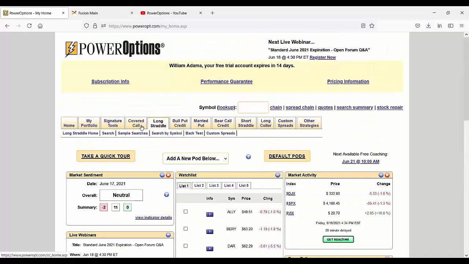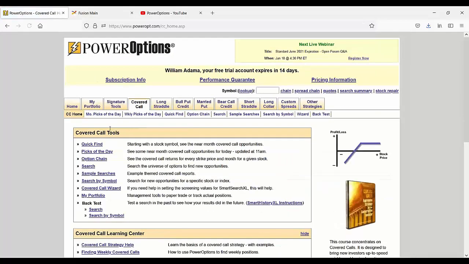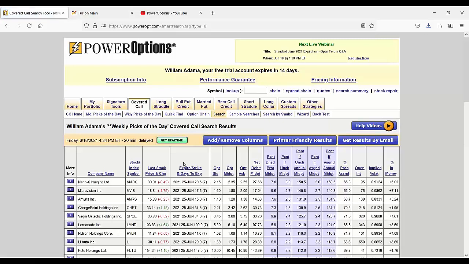But okay, I say, yeah, I was interested in covered calls. Okay, got all these tools here. Quick find, what's that? Picks of the day, what's that? Okay, the search tool, let me go into here. The search for new positions and the strategy I'm interested in. And then you see a list of trades with various criteria and columns. I understand this can seem overwhelming at first, and it probably looks different than what you might see on your broker as far as a covered call view or a position.